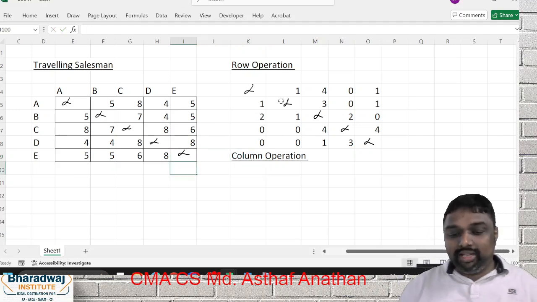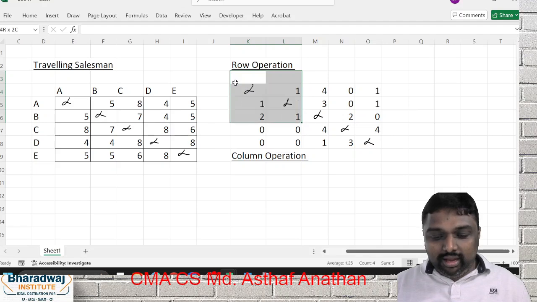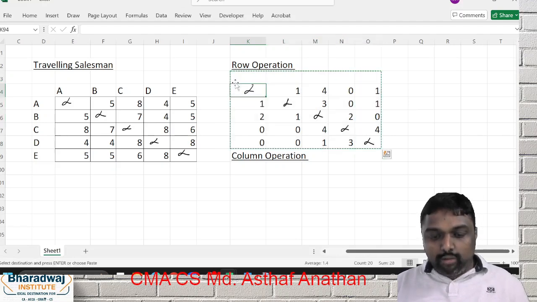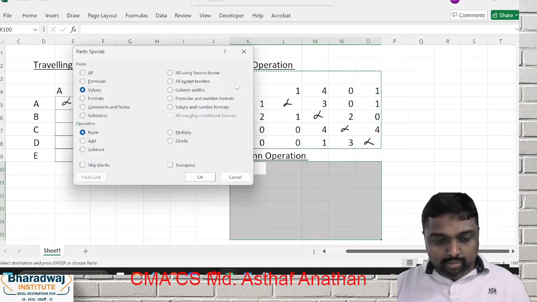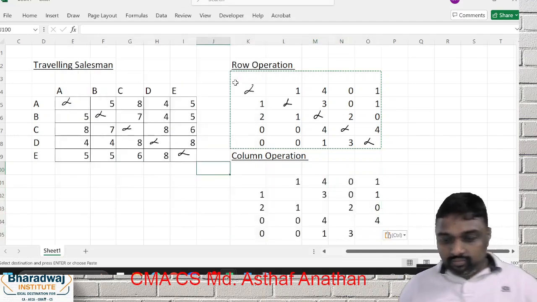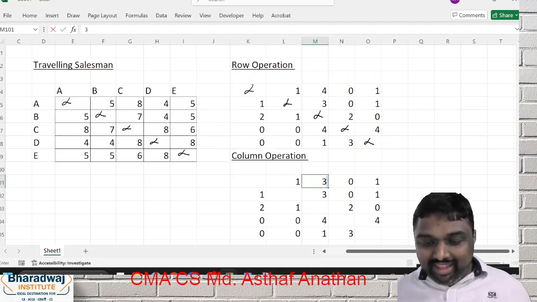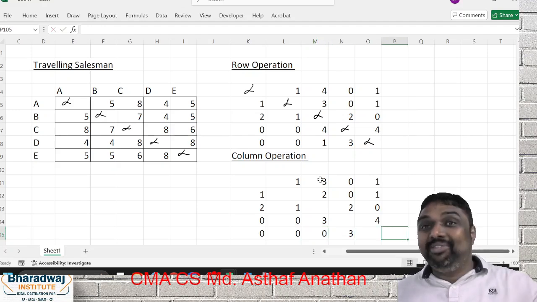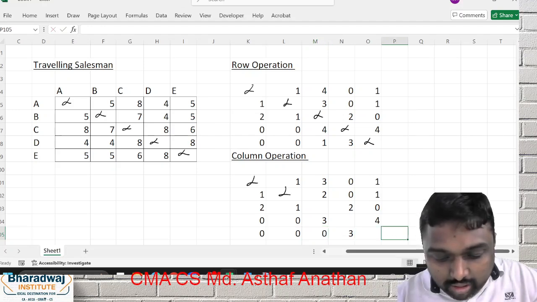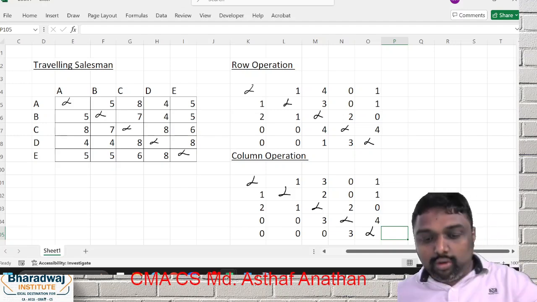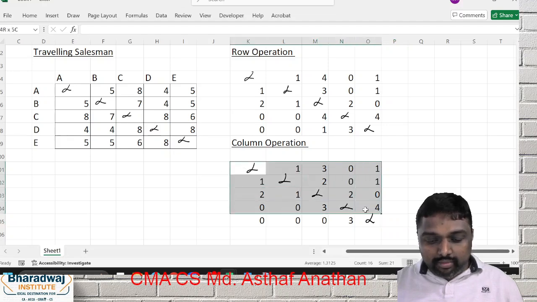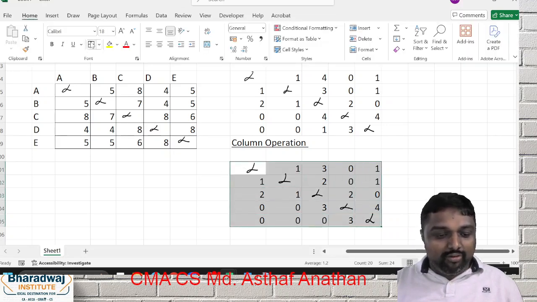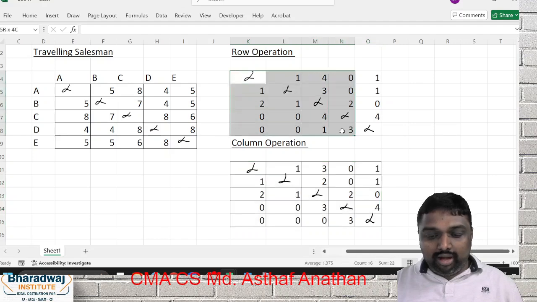Column operation. From the data itself it is very clear: except one column, all the other columns have 0. So this is 3, 2, 3, 0. In the balance columns we have 0, so that will not change. Hope all of you are ready. So we have done both column operation and row operation. Now we can go for our main area.